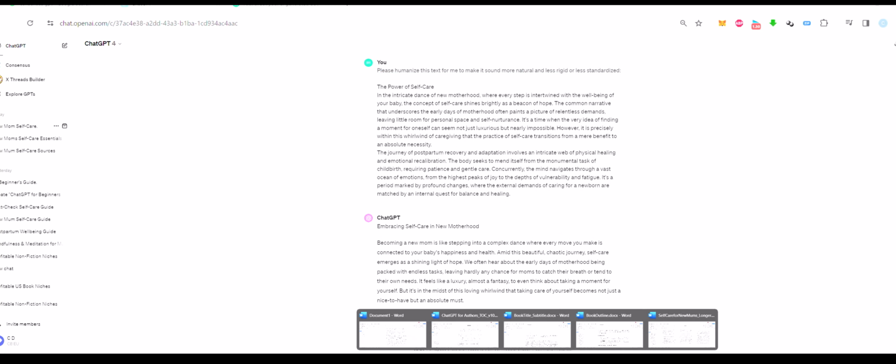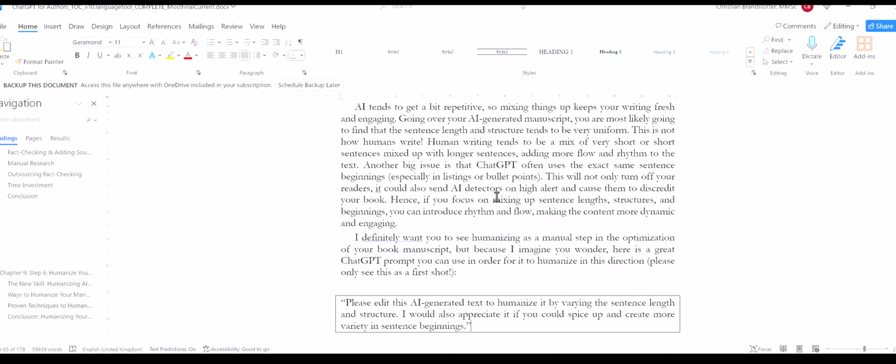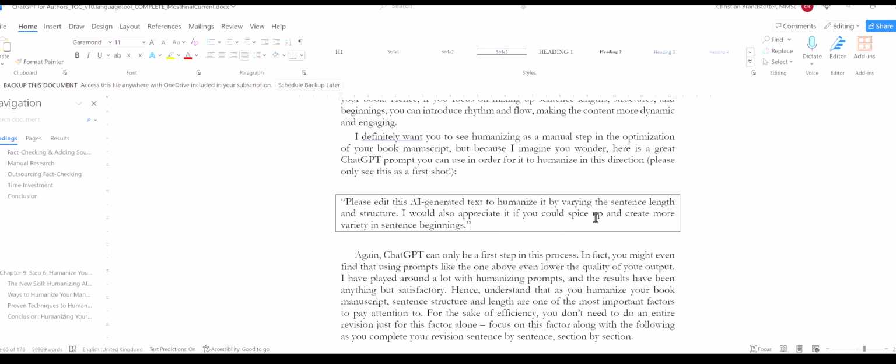However, if you have diagnosed that there is a specific problem with the text, then you should talk about that, right? So if you feel that it's too monotonous and the sentences are always the same length and they always start the same way, you should go with a prompt like this.